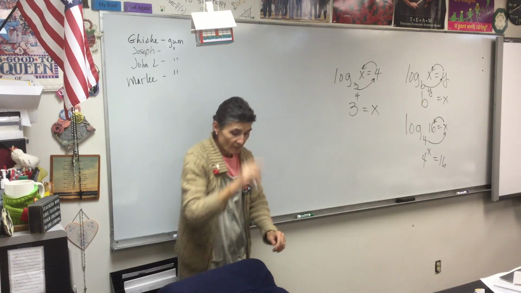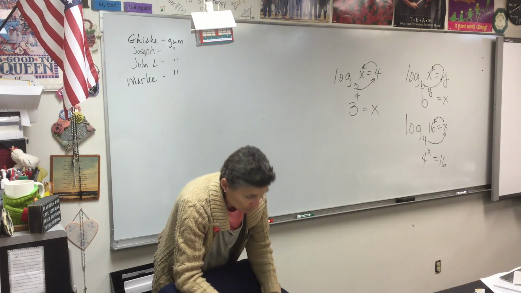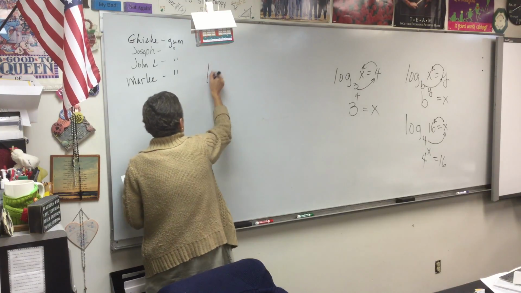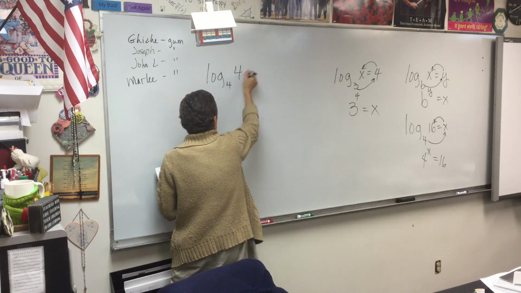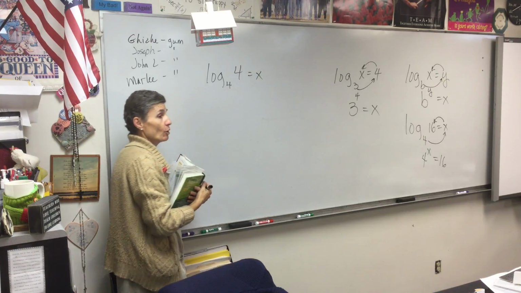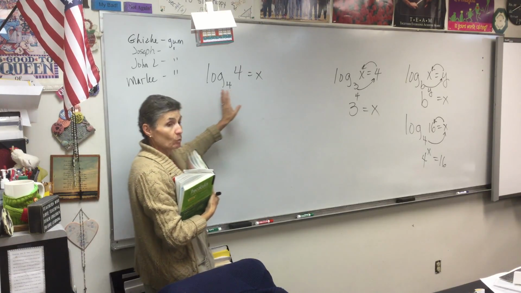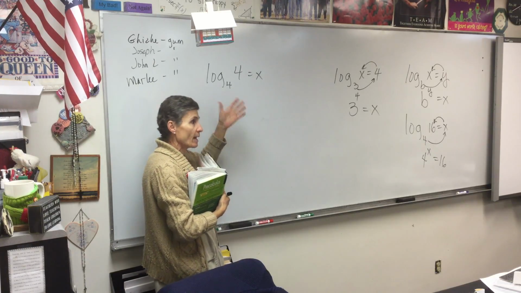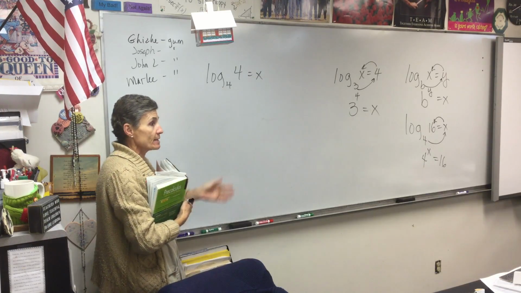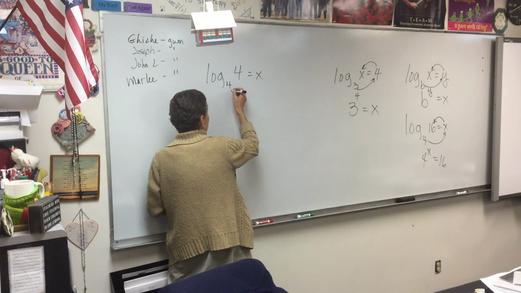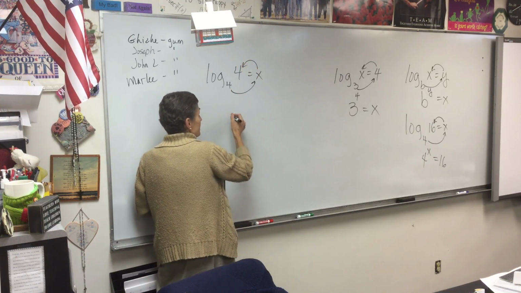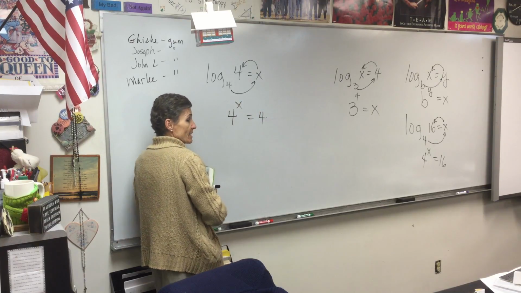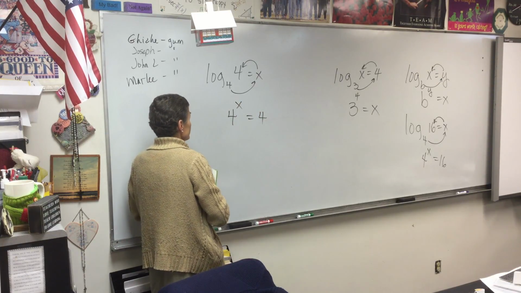All right. So with that in mind, we ought to be able to sail through these problems. Log base 4 of 4. I want to know what it equals. So I'm going to put a little equals x on the end. You don't have to, but it helps me think, okay, what does this actually equal? So translating, I would say 4 to the x equals 4. What's the answer to the question? 1.